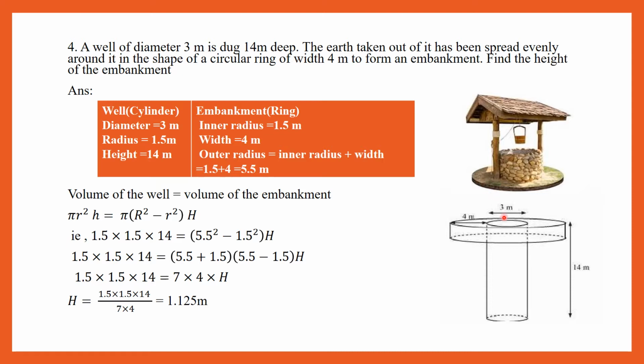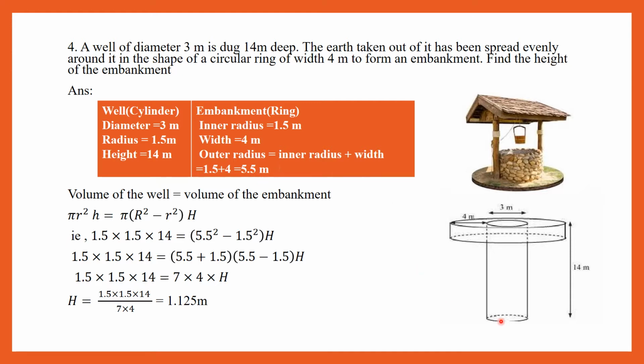We can see the embankment is in the shape of a ring. Therefore, we have two radii. One is the inner radius and the other one is the outer radius. Inner radius is same as the radius of the well, which is equal to 1.5 meter, and we are given the width of the embankment is 4 meter. Therefore, outer radius will be inner radius plus width, which is equal to 1.5 plus 4 equal to 5.5 meter.